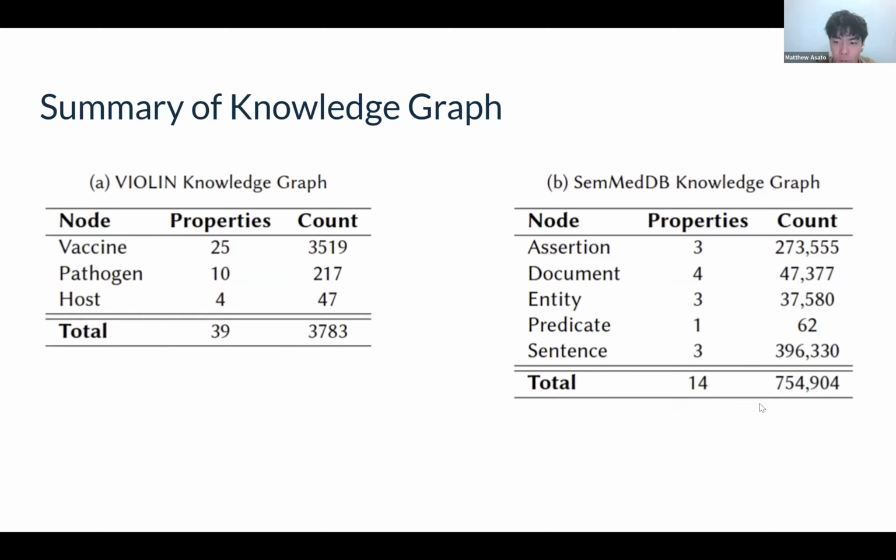I just wanted to note that this is a smaller subset of all of SemmedDB. Originally SemmedDB's in tabular form as well, and I believe it's in the 300 to 400 million row range. And so this number is pretty off, or this is a small subset.